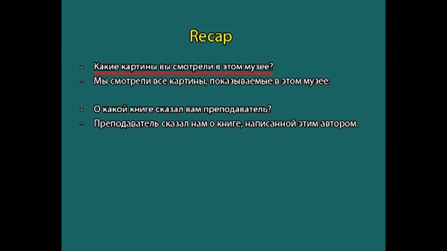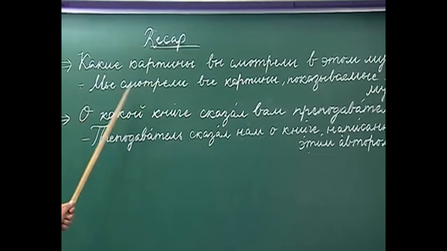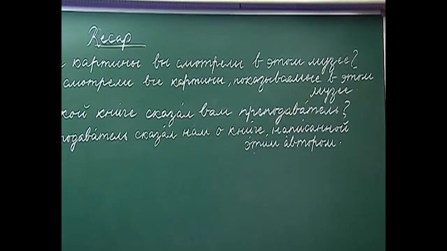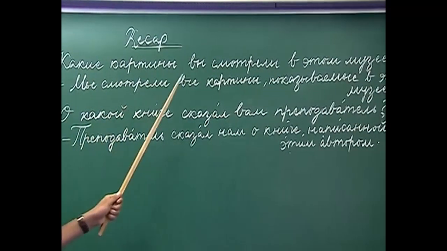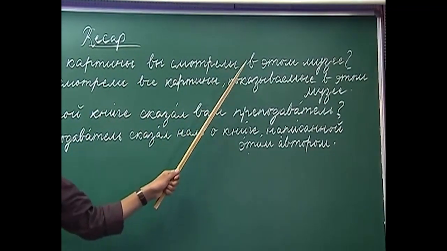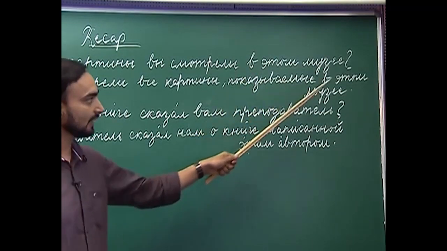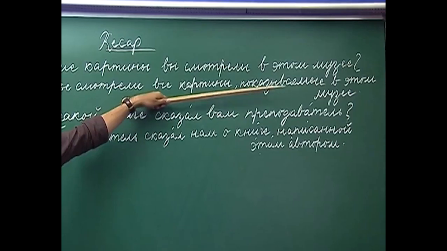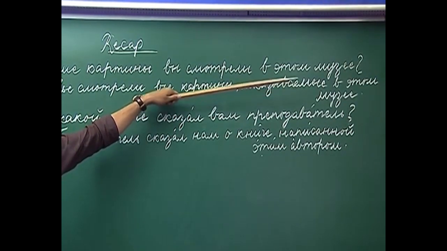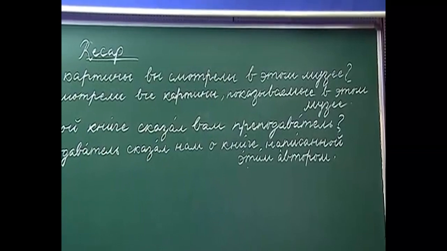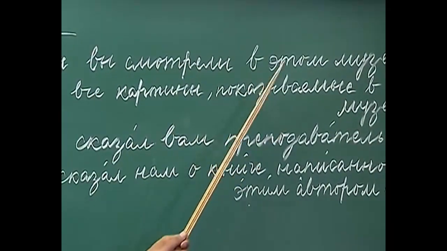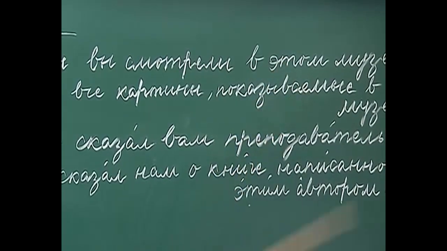So, which paintings did you look at in this museum? Мы смотрели все картины, показываемые в этом музее. So, we saw all the paintings which are being shown in this museum. So, here as you can see, the passive participle denotes the present tense. So, that is why we are using present participle passive.